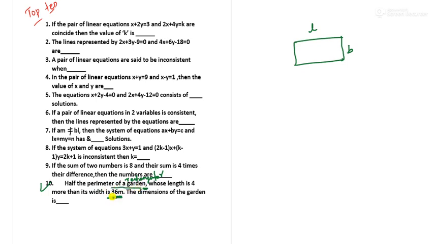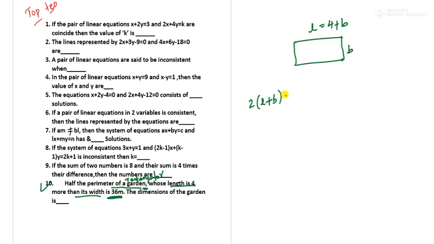Directly you have to read like this, whose length, because there is some other condition, length is 4 more than its width. Here length is 4 more than its width. Width is b, so L is 4 plus b and b is b, and half of the perimeter of the garden is 36. What is the perimeter of a rectangle? 2 into L plus b, correct? If you add all the four sides, you will get the perimeter.